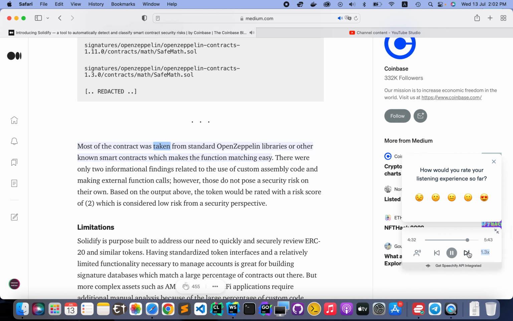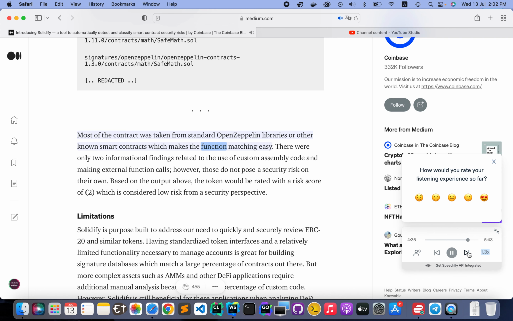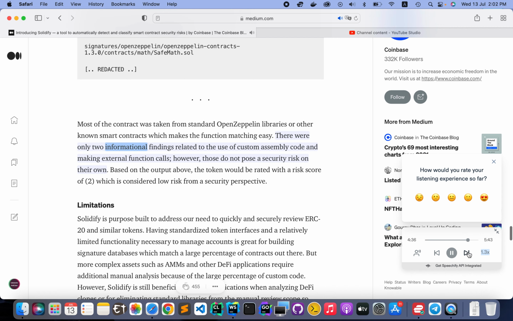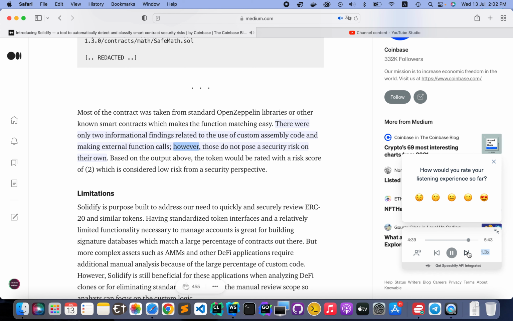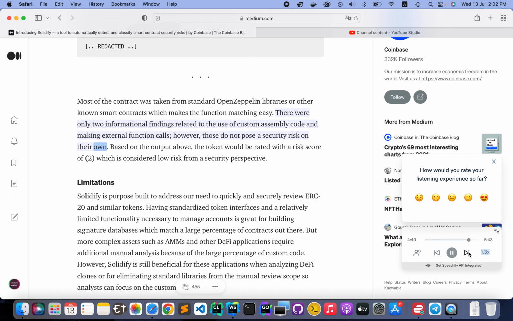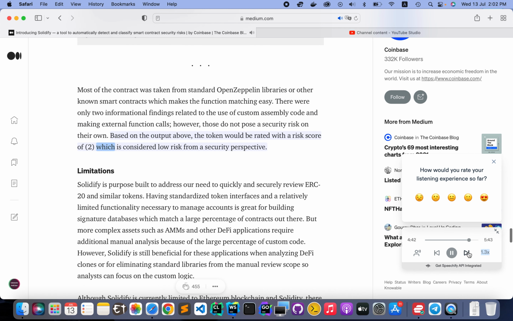Most of the contract was taken from standard OpenZeppelin libraries or other known smart contracts, which makes the function matching easy. There were only 2 informational findings related to the use of custom assembly code in making external function calls. However, those do not pose a security risk on their own. Based on the output above, the token would be rated with a risk score of 2, which is considered low risk from a security perspective.